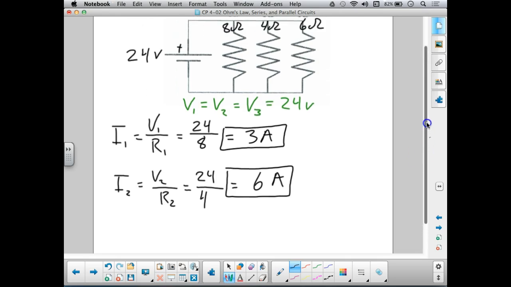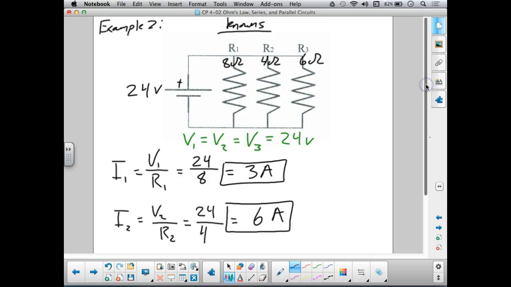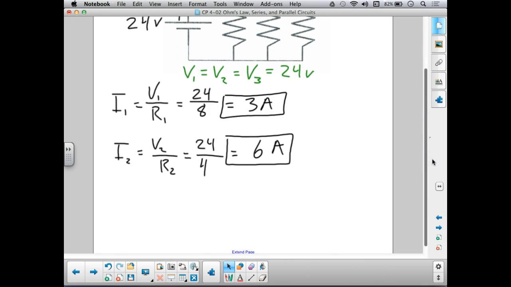And a quick check, if we want to check ourselves, we can see that the resistance of path 1 is 8 ohms. The resistance of path 2 is 4 ohms. It should be twice as difficult for current to go through path number 1 as it is to go through path number 2, because the resistance is twice as much. So I would expect that there would be only half the current flowing through path number 1 as there is through path number 2. And indeed, that is what we see. There's only 3 amps flowing through path number 1 and 6 amps flowing through path number 2, which has only half the resistance. So let's continue.